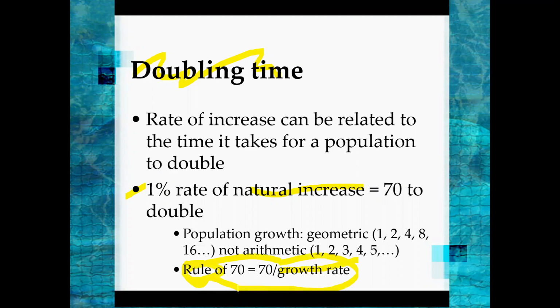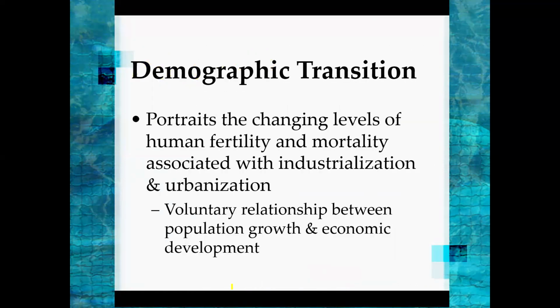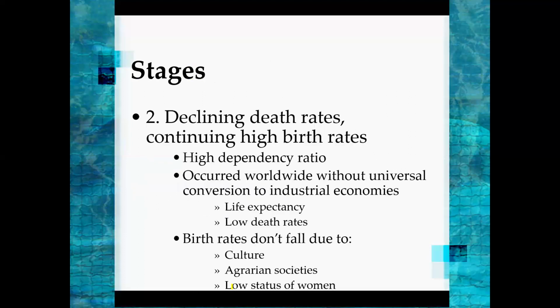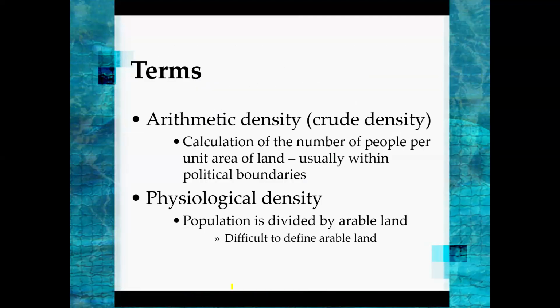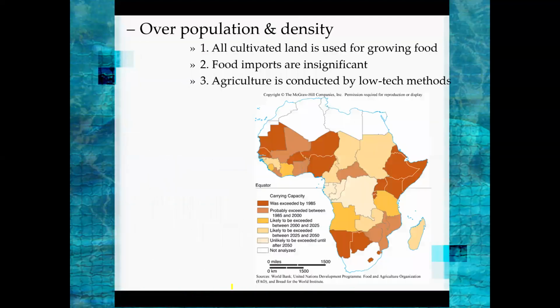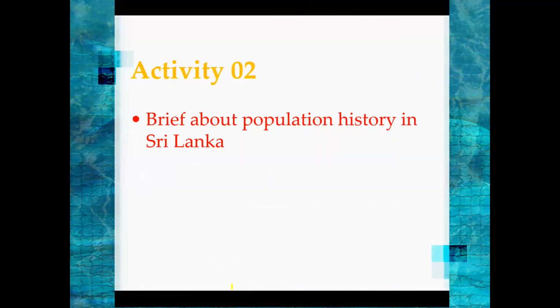This is the theory called the rule of 70. By using that, you can calculate the doubling period for a given population. So there are more things. You can read these things leisurely. Then I have given you some self-reading activities also. After all that, you can do this activity too. Brief about population history in Sri Lanka.